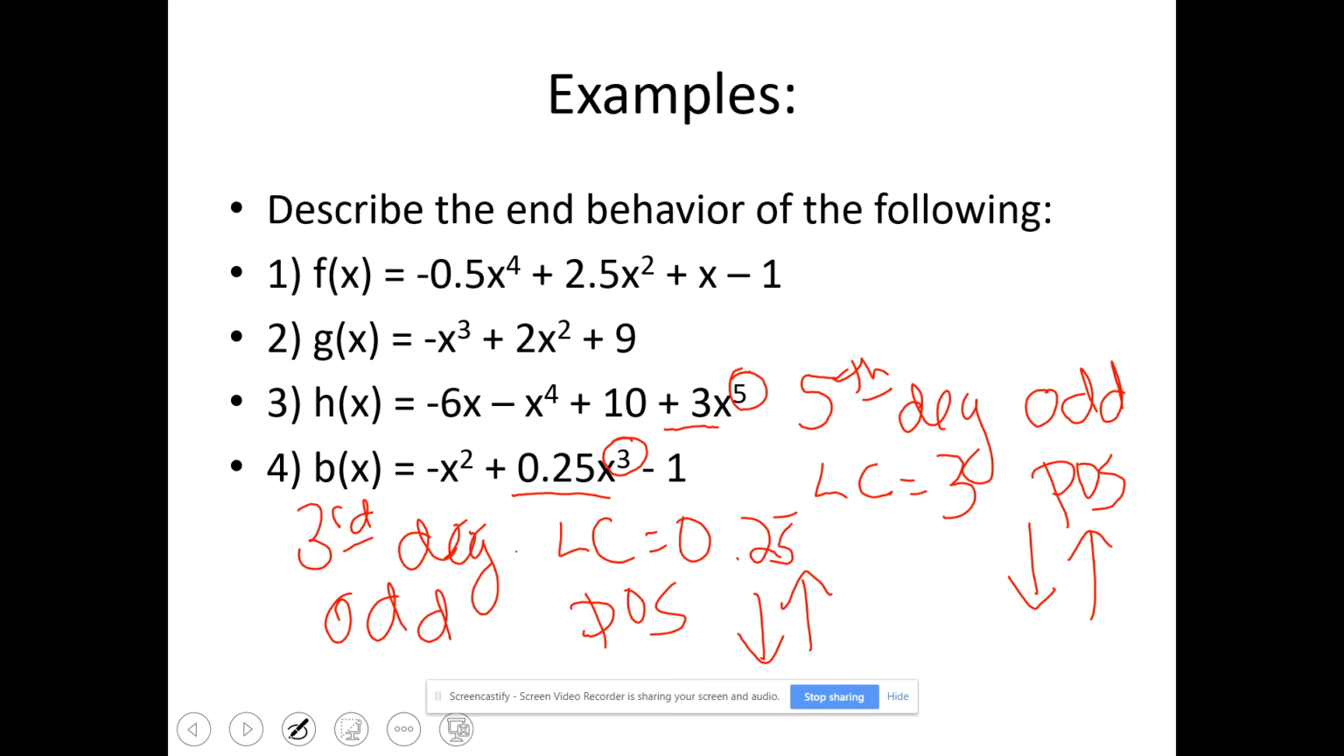This is where we will stop for section 4.1. We'll practice this tomorrow and then continue working towards our end goal of graphing these.